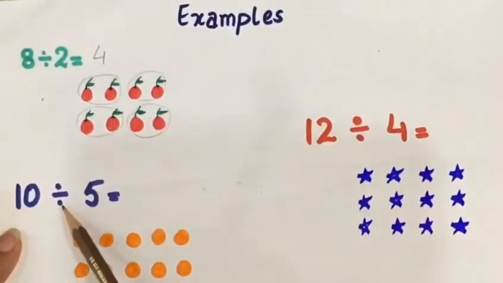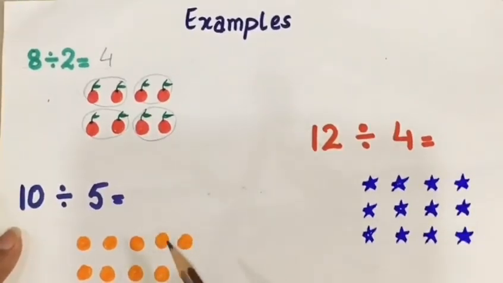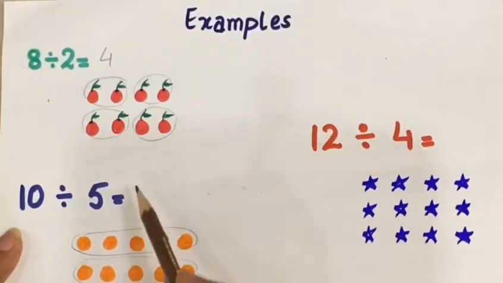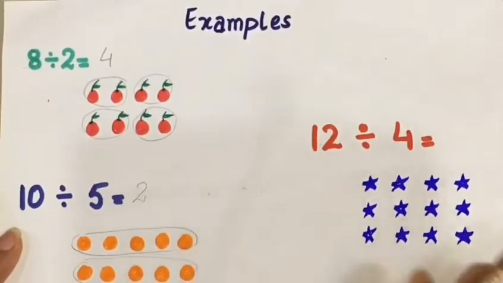Now 10 divided by 5, that means I have 10 oranges and I have to make groups of 5 oranges. So 1, 2, 3, 4, and 5. This is group 1, group 2. So the number of groups I was able to make is 2. So 2 is the answer.